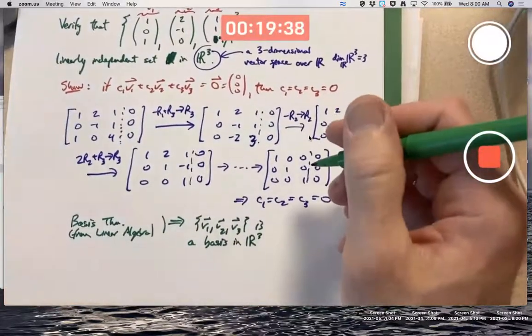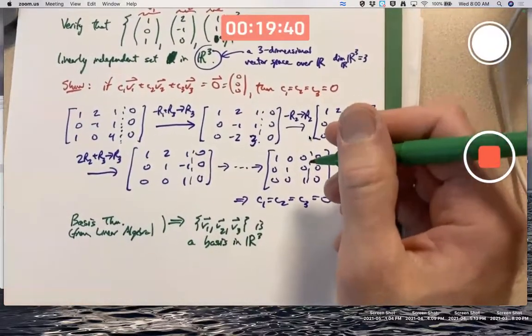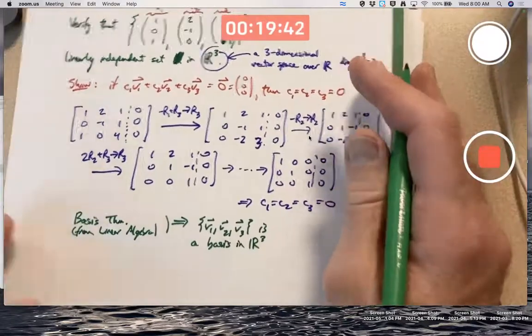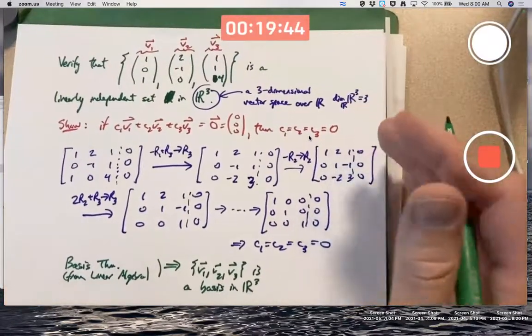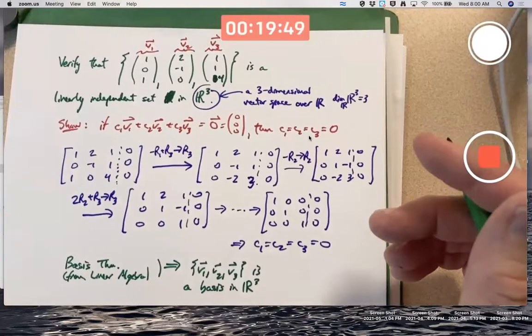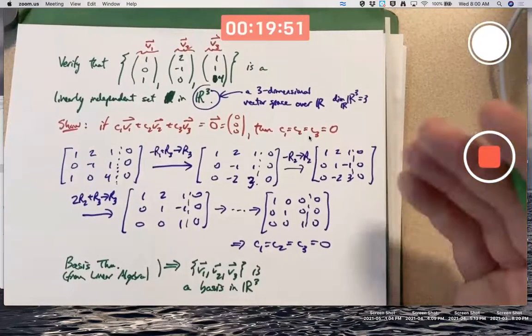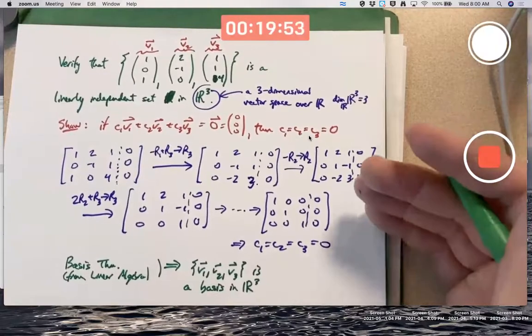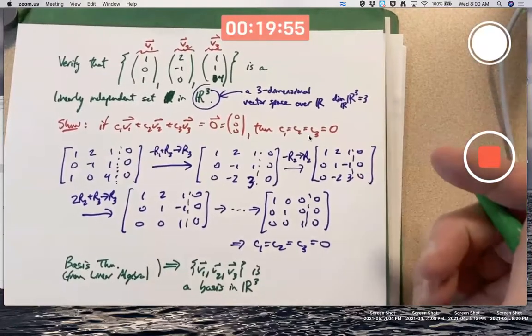When we're not modding by 3, it's not modular arithmetic. The coefficients, the components of the vectors, are real numbers, and you're adding them in the usual way.